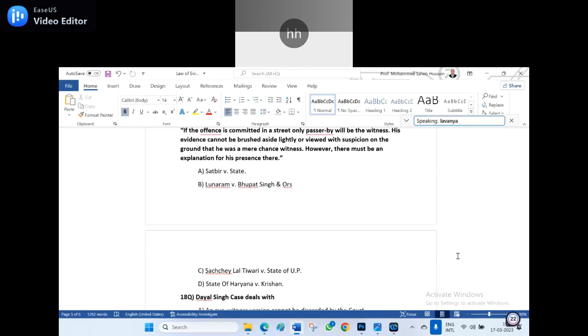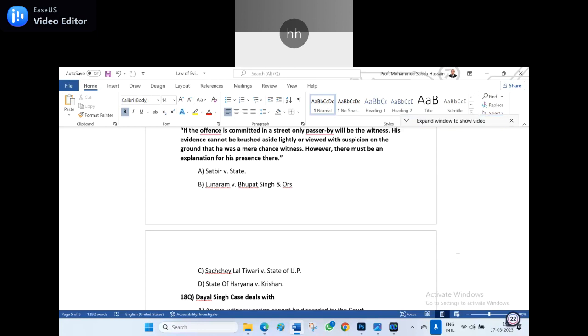Wrong. Option B, Lunaram versus Bhupat Singh and others, is also wrong. Option C, Sachchey Lal Tiwari versus State of UP. That is the right answer.